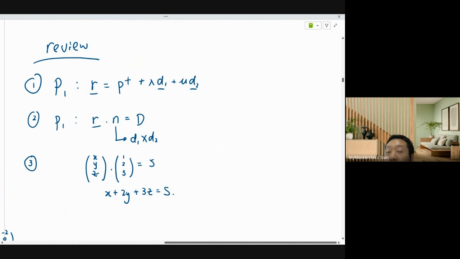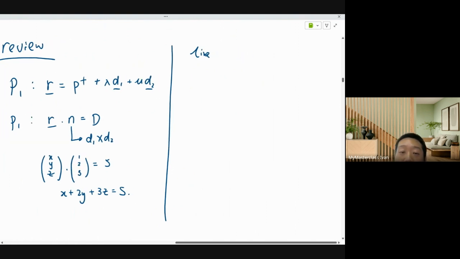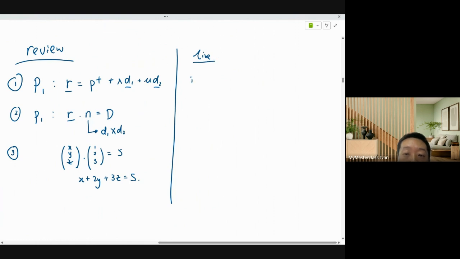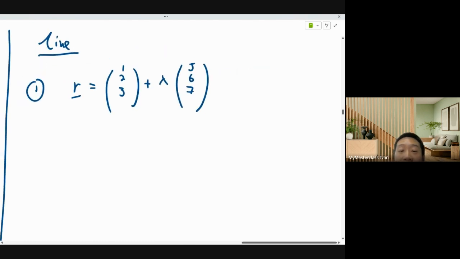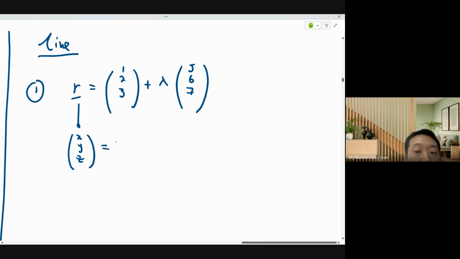Cartesian equation. Okay, so let's go back and review a little bit. So remember your line. The easiest way of representing a line is r equals to, let's say, (1, 2, 3) plus lambda (5, 6, 7). So this is called a vector equation form, right? So how to convert a vector equation form to Cartesian equation form? r means xyz. So this is (x, y, z) equals to 1 plus 5 lambda, 2 plus 6 lambda, and 3 plus 7 lambda.